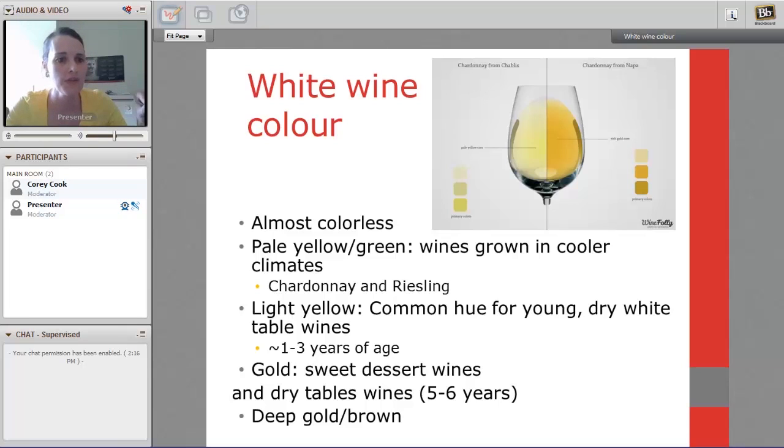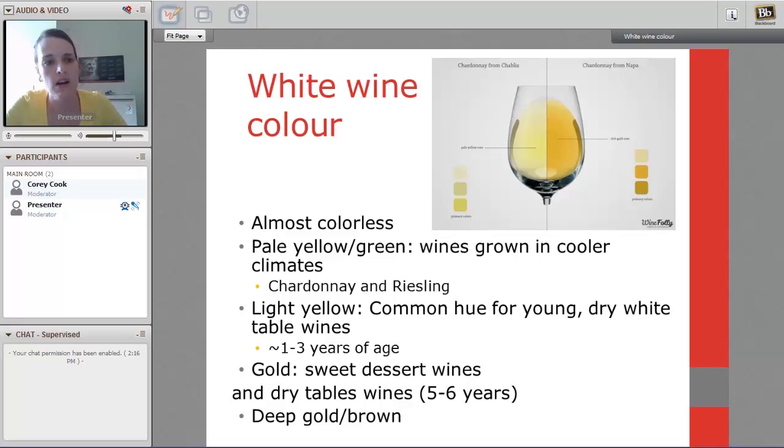So it varies with the same variety but grown in different regions, and then of course differences among winemaking too. But that's just a contrast of how a Chardonnay can vary. White wine color can range from almost colorless, and that can be in perhaps the cooler regions. It starts going through that pale yellow-green, so again, wines grown in cooler climates. Chardonnay, like on our example here, and Riesling.